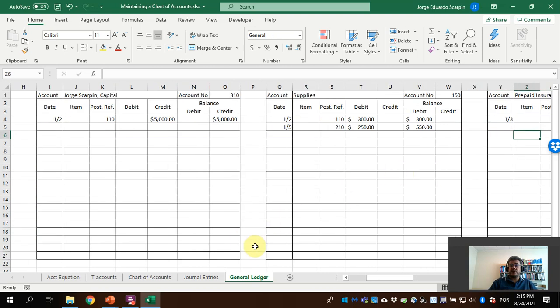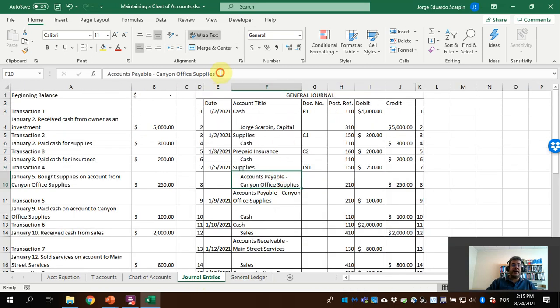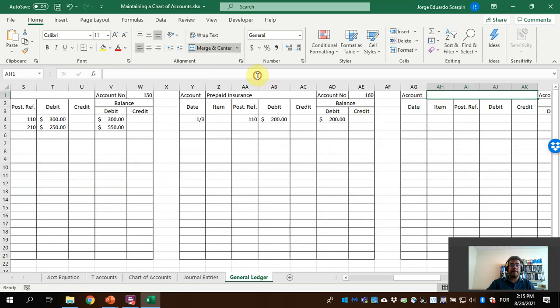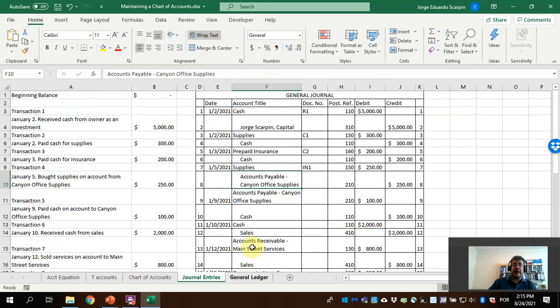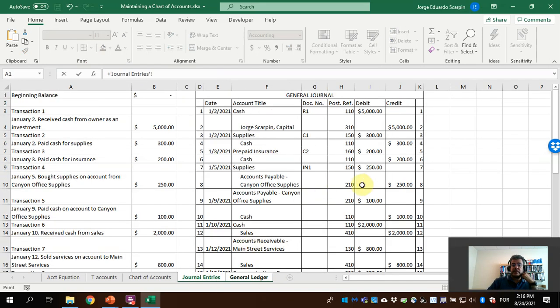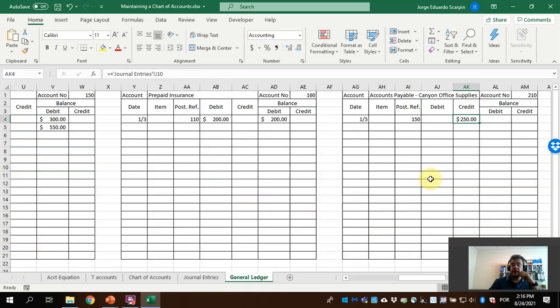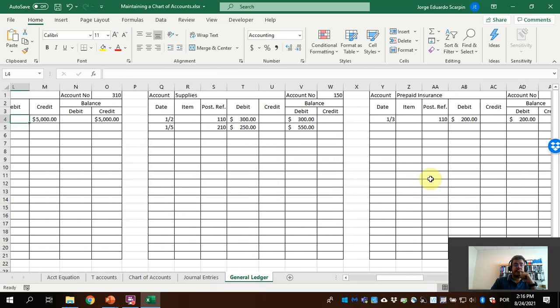And the other account, let's take an empty one. It is accounts payable. So let's copy and paste here. Accounts payable 210. Date, January 5th. The other account is supply 150. Credit 250. Balance is on credit side. 250. Okay, very good.